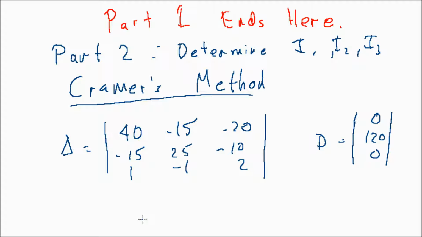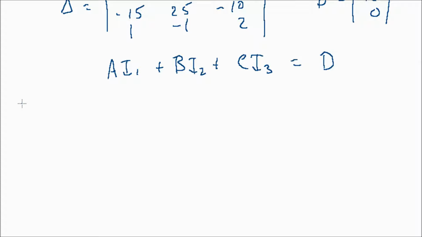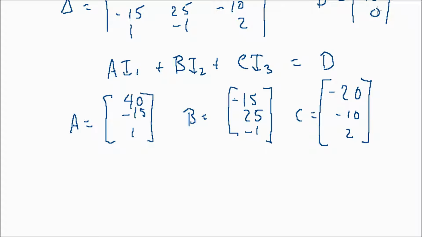Now, what we're going to look for is these formulas, A I1 plus B I2 plus C I3 equals D. And we've already established what A, B, and C are, and we'll write them out here. A is equal to this vector here, 40, minus 15, and 1. B is equal to minus 15, 25, and minus 1. And C is equal to minus 20, minus 10, and 2. And of course, D is up here.